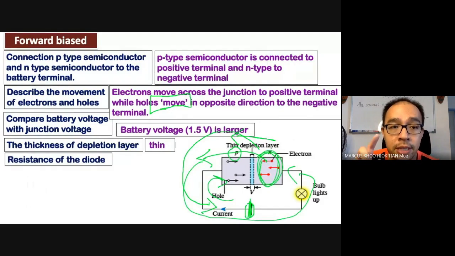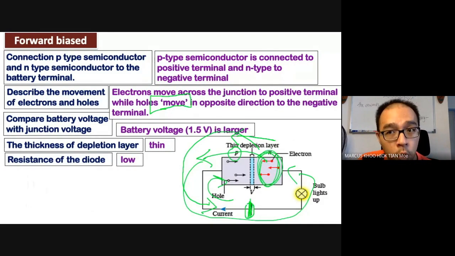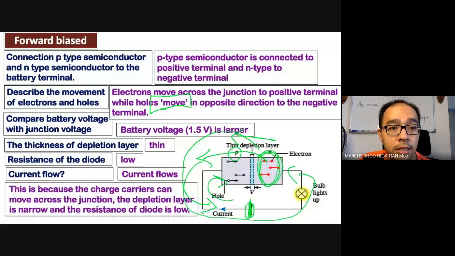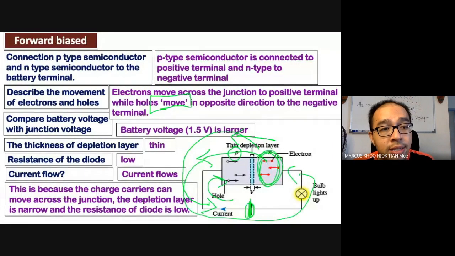And so the resistance of the diode becomes small. That's why current can flow. Can current flow? Yes, current can flow. This is because the charge carriers can move across the junction. Why can they move across the junction? Because the battery voltage is bigger than the junction voltage. The depletion layer is narrow and the resistance of the diode is low. So these are all the things that are happening in forward bias, which I spent a very long time trying to explain.